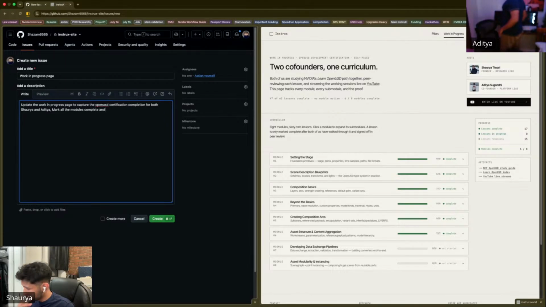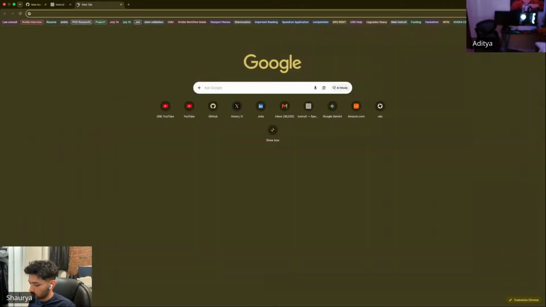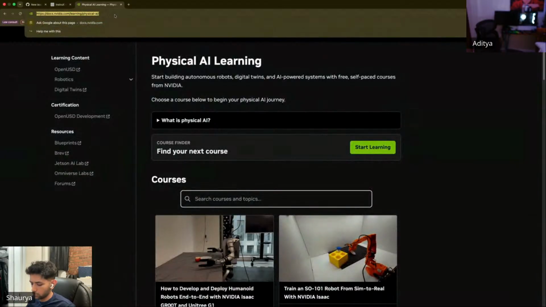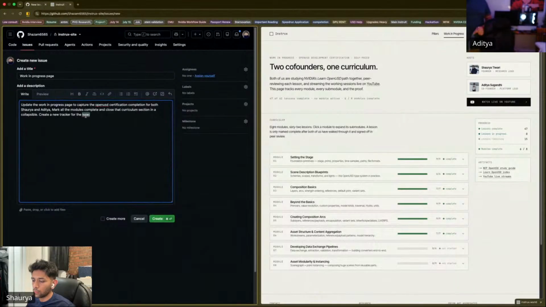complete and close that curriculum section in a collapsible, create a new tracker for the ISAC. Physically learning.